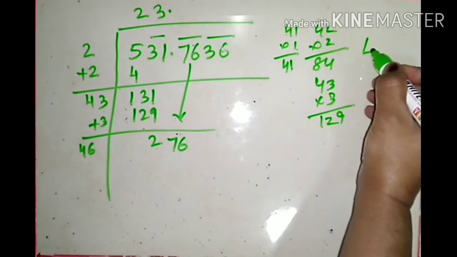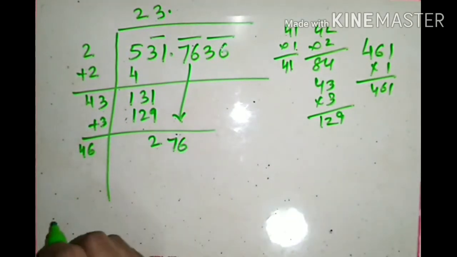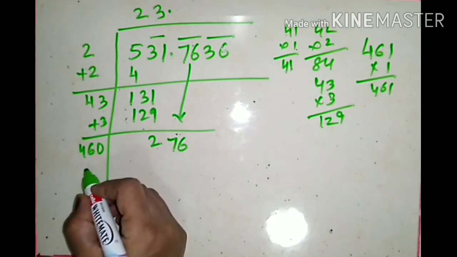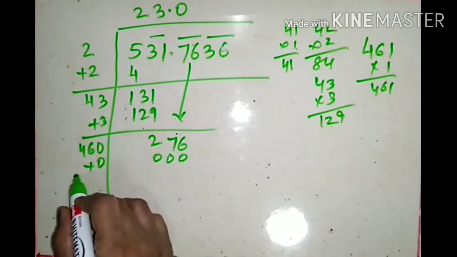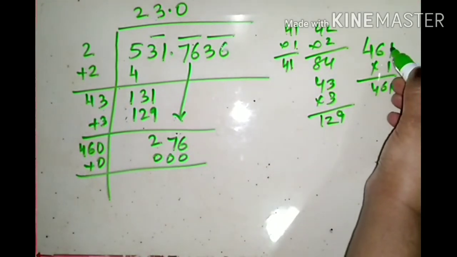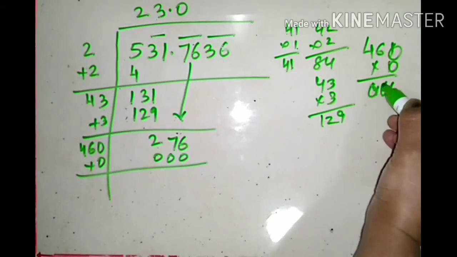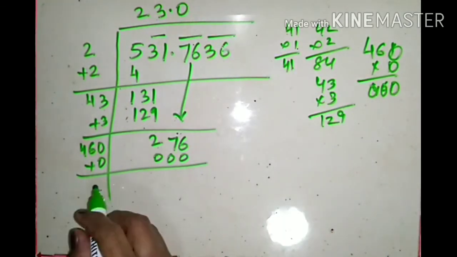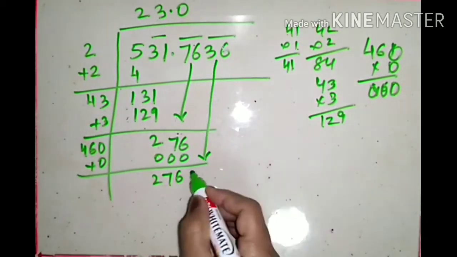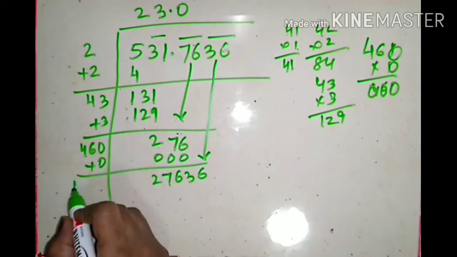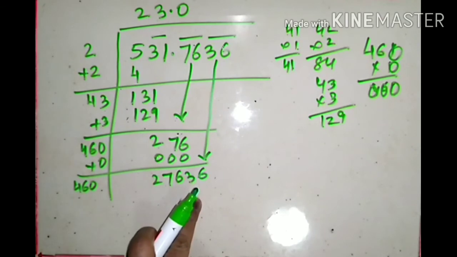Now even if I write 1, 461 is greater than 276. So I have to write 0 here plus 0, 0 here, zeros, because we multiply by whatever we write here. If this is 0 multiplied by 0, all this will become 0. Now this will give us 276. We will bring this 36 down. Here we have 460. Now we want 27636.